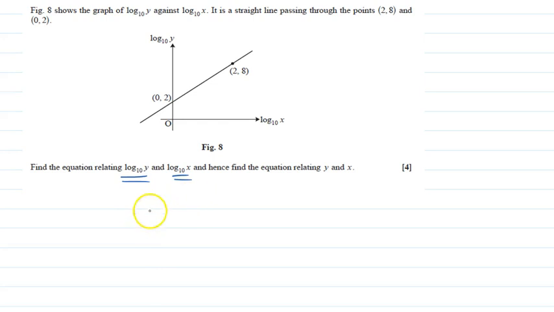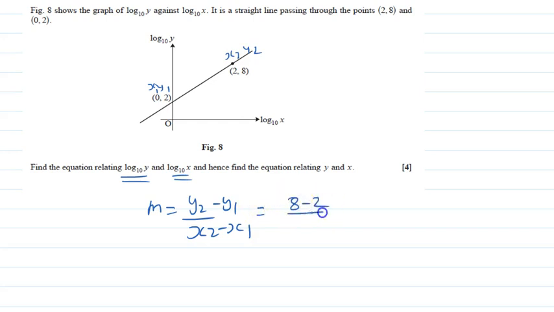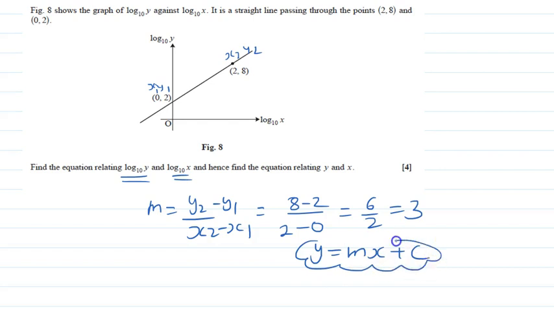Welcome back. So first we are going to find the gradient. Gradient, we know that it is y2 minus y1 over x2 minus x1. So this is our x1, y1, and this is x2, y2. If we find the gradient, it will be 8 minus 2 and 2 minus 0, so it will be 6 over 2, and 6 over 2 is 3, so gradient is 3. Now we know equation of a line is given by y equal to mx plus c.